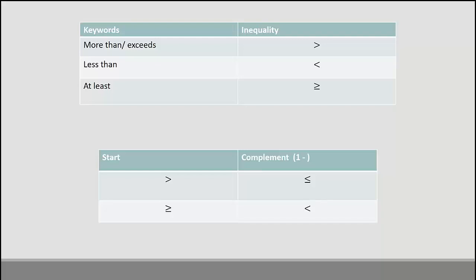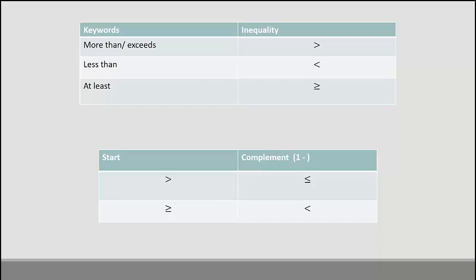If you see the word more than or exceeds, we know that means a strictly greater than. Less than means a strictly less than. At least. If you say you have to be at least 18 to vote, that means you have to be 18 or older. If you have to be at least 21 to purchase alcohol, that means you have to be 21 or older. All right, so at least means greater than or equal to.